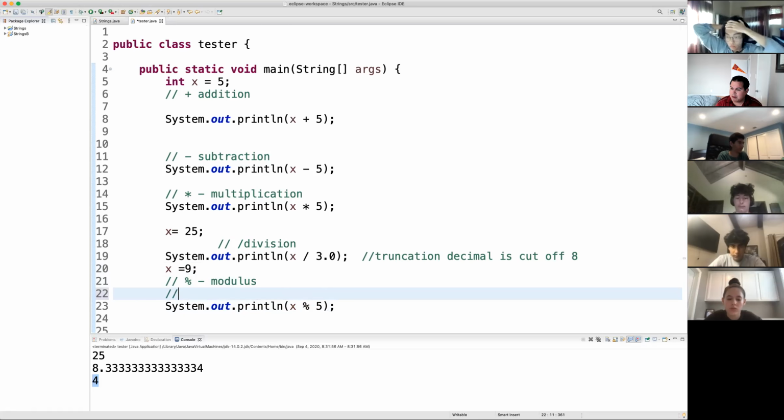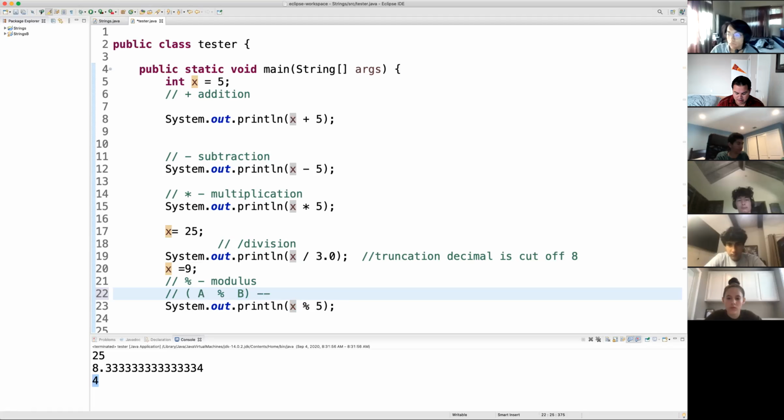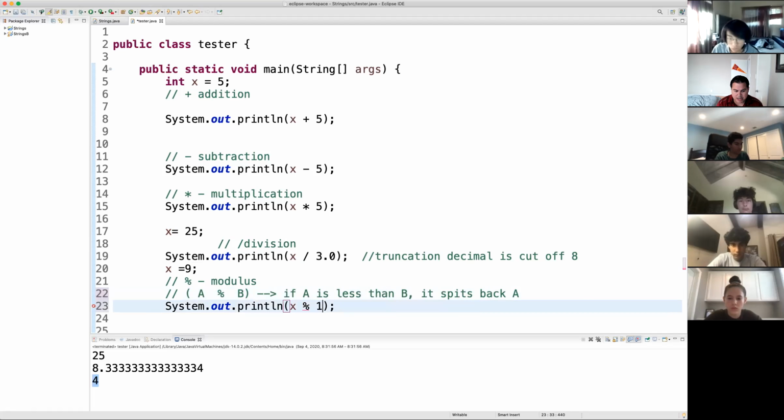Now there is a rule that we need to know. I'm pretty sure a lot of you remember it. With modulus, let's say that this is side A and this is side B. So x would represent side A and 5 would represent side B. If A is less than B, it spits back A. So for example, let's say that x is 9 and I put modulus 16. Is 9 less than 16? Yes. Therefore, it just spits back 9.